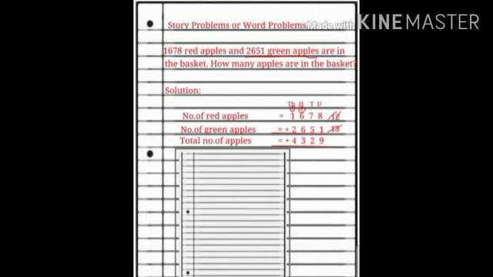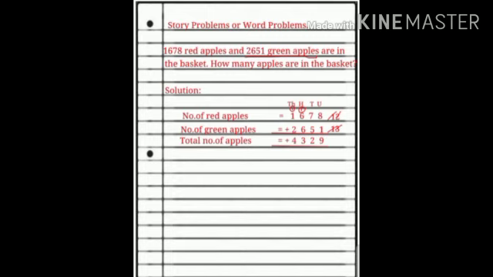How many apples? Totally they have asked how many apples are there. So we have to add both the apples. So I have put a plus sign and we have written. I added here. So you know how to add it, isn't it? The formation is very important, and then you can add as usual. Do you understand, children? So the total number of apples is equal to 4329.